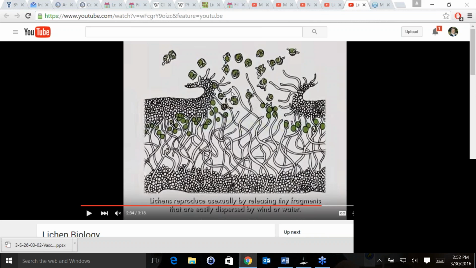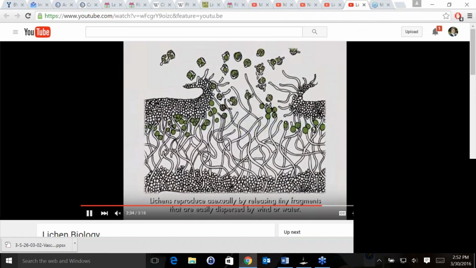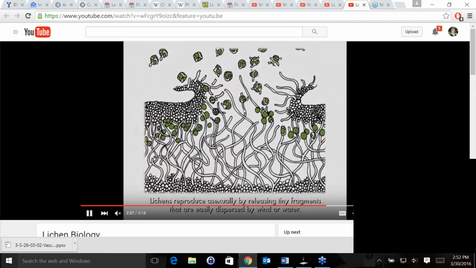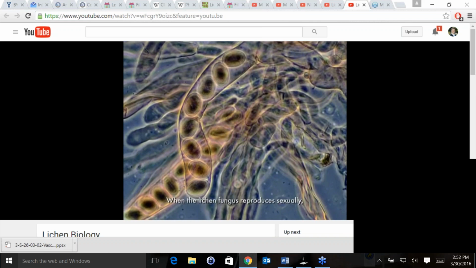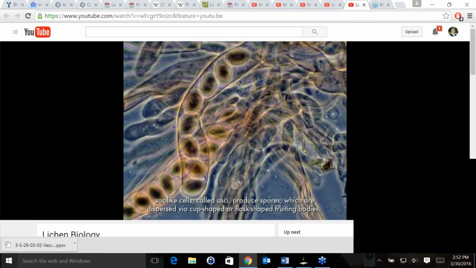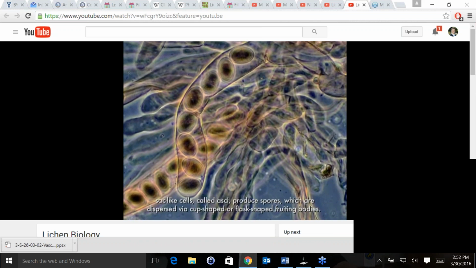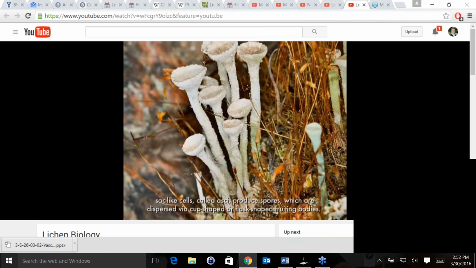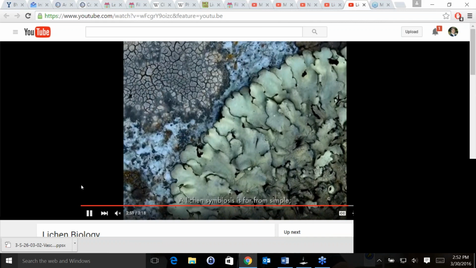And those are carried off, and then whenever it gets into some good condition, it's going to reproduce and grow another lichen. Okay, so this would be, if you wish, a simpler way of reproduction. But if you think about the organism as a whole, it's not very simple at all. Here you have literally two different types of organisms growing together. Very, very interesting, these lichens.